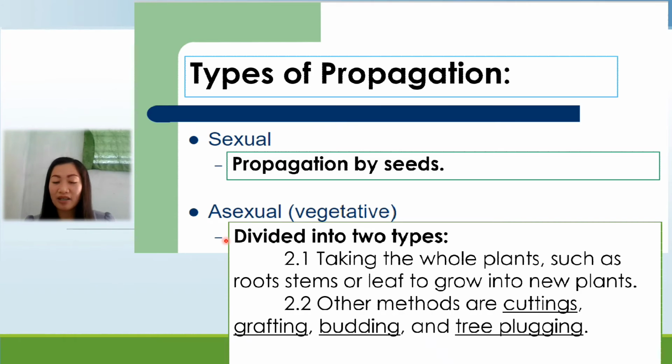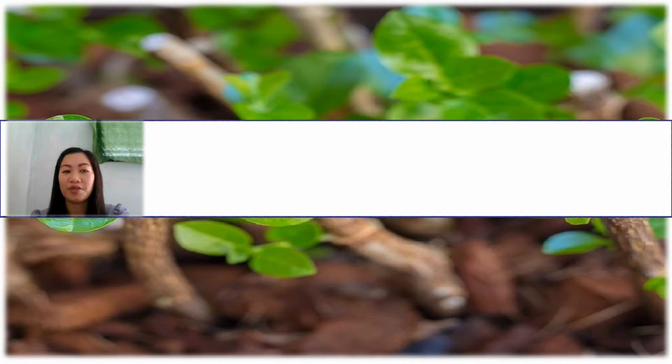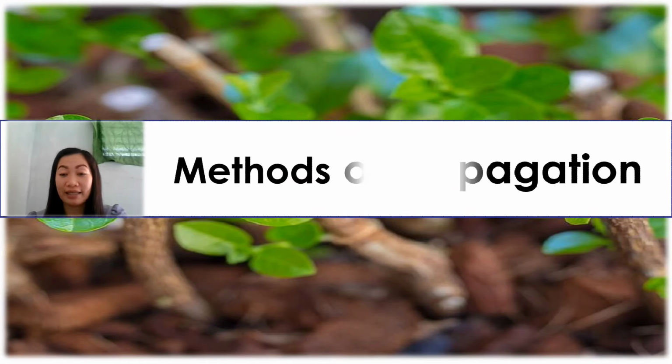So these plants are divided into two types. We have taking parts of the plant, such as the roots or the stems or the leaf, to grow a new plant. We have also other methods, like cutting, grafting, budding, and tree plugging to form a new plant. For this lesson, again, we'll be focusing on asexual methods. So now we will be discussing methods of propagation.